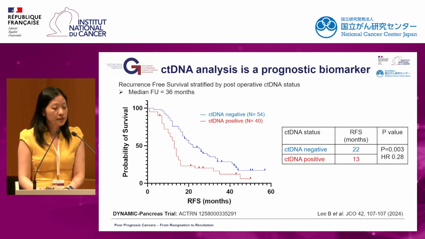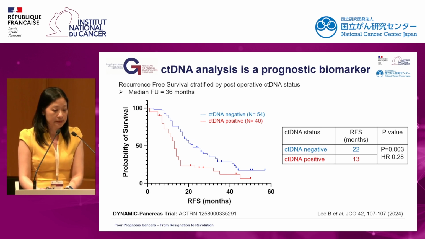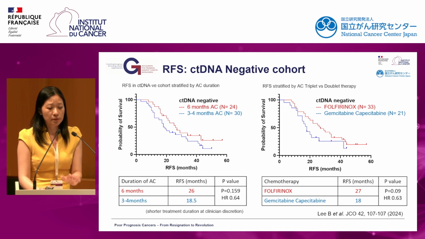So we can confirm that ctDNA analysis is a prognostic biomarker in early-stage pancreatic cancer. At a median follow-up of 36 months, we can see that those who are ctDNA negative had a recurrence-free survival of 22 months compared to 13 months in the ctDNA positive cohort, and this was statistically significant. In the interest of time, I'm only going to talk to you today about the ctDNA negative cohort.